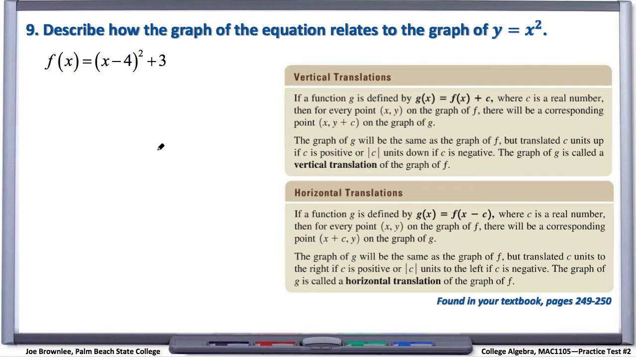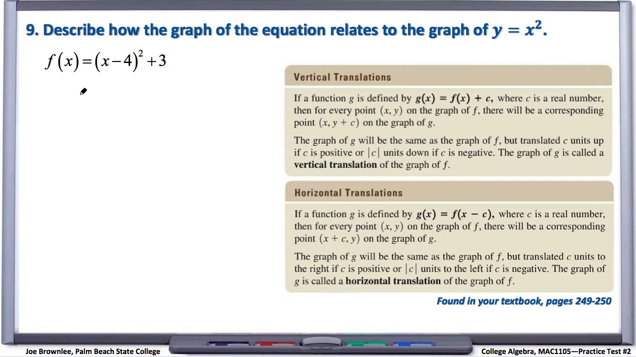Number 9, describe how the graph of the equation relates to the graph of y equals x squared. And number 9, very similar to number 8, so it's good review. And just like in number 8, the graph of y equals x squared we know is a parabola with a vertex at the origin (0, 0) that opens up.